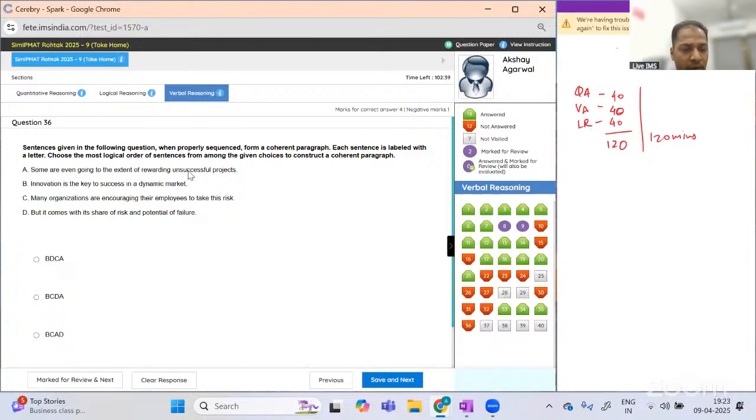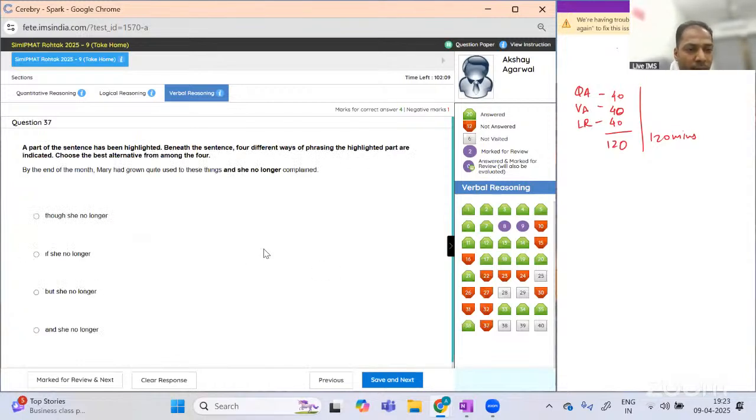Some are even going to the extent of rewarding unsuccessful projects. Innovation is the key to success in a dynamic market. I think many organizations are encouraging their employees to take this risk. Innovation is the key to success, but it comes with its share of risk and potential of failure. Many organizations, so B, D, C, A. Answer should be option A clearly.